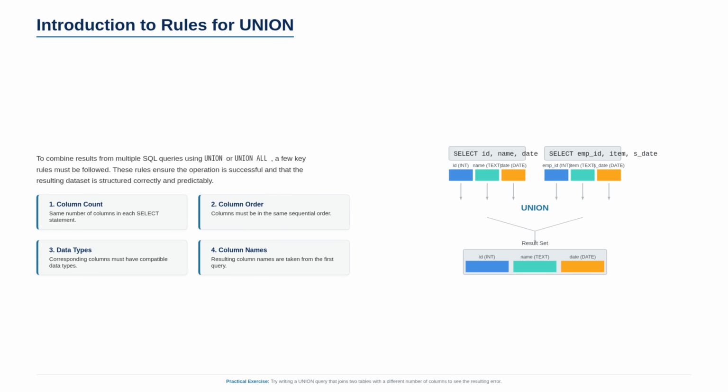To successfully use union or union all, there are a few rules you must follow. First, every select statement within the union must have the same number of columns. Second, the columns must also be in the same order. And finally, the data types of the corresponding columns must be compatible.